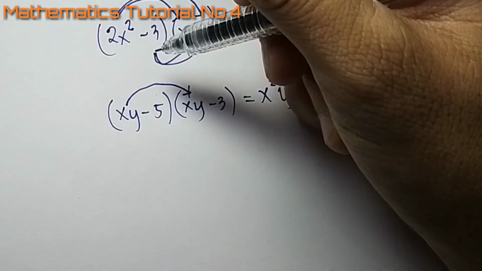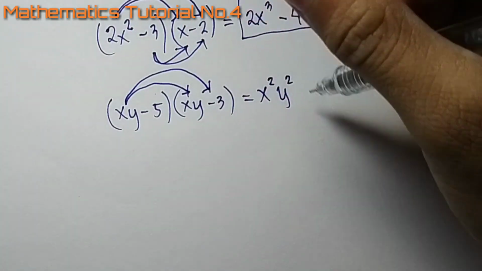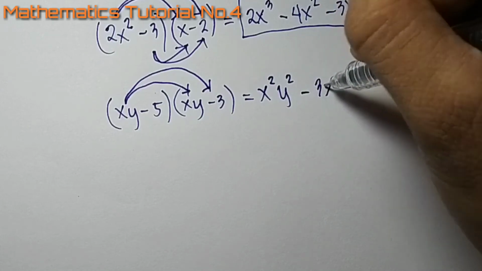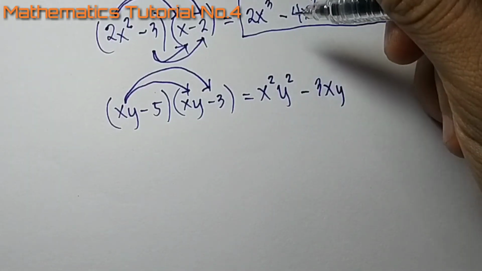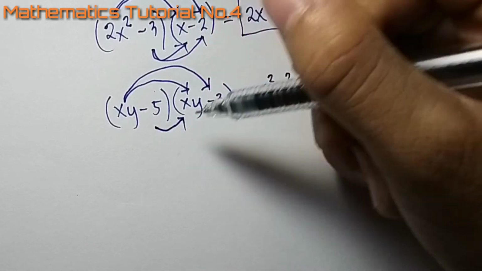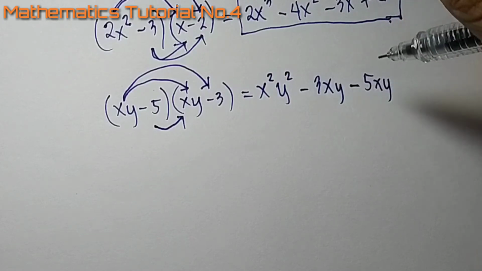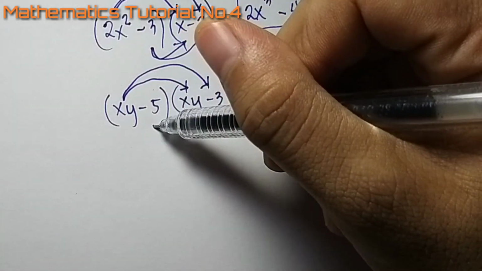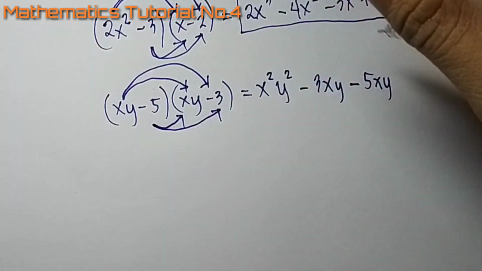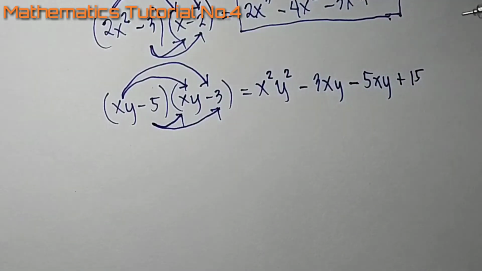So diri na dayon ta sa outside terms, xy times negative 3. So that is negative 3xy. Next, the inside terms, which is negative 5 times xy. So that is negative 5xy. And the last terms are negative 5 and negative 3. So kung i-multiply nato, that is positive 15.